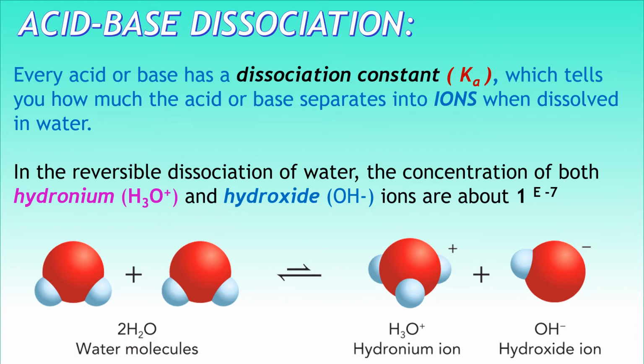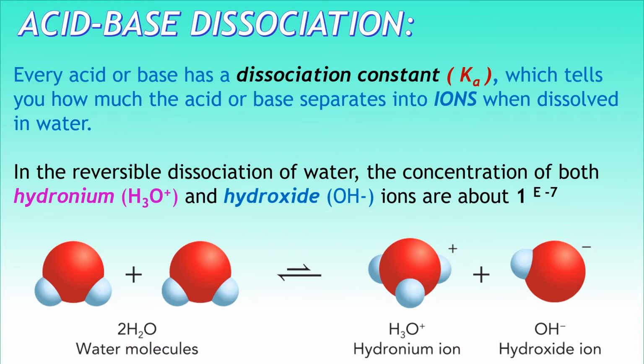Now, when this happens, when neutral water is broken apart, one water becomes positively charged, and the other water becomes a negatively charged ion. But the total amount of positive and negative charges going into solution is the same. And the relative concentration of the positive and negative charge is always about the same. It's 1 in 10 million. We say 1 times 10 to the negative 7th.